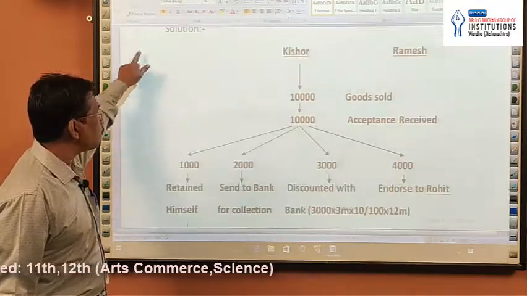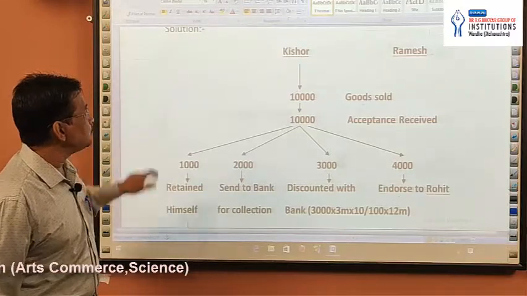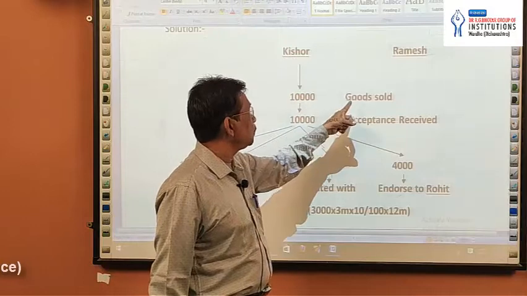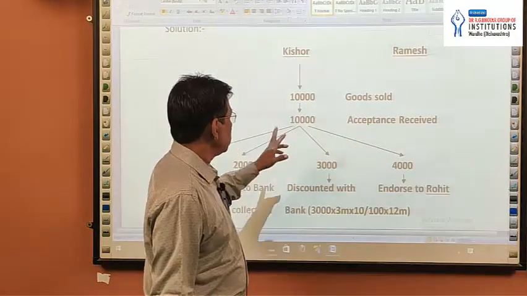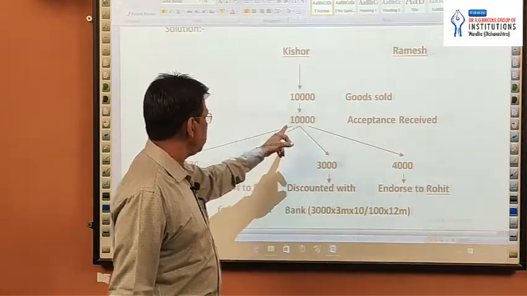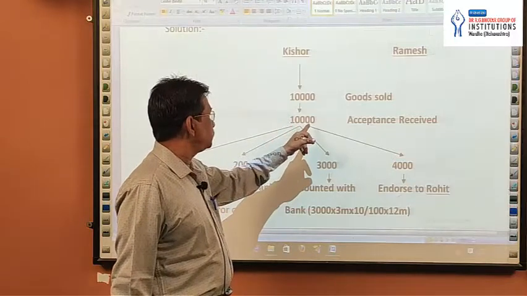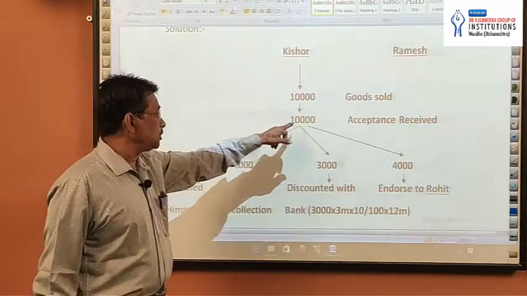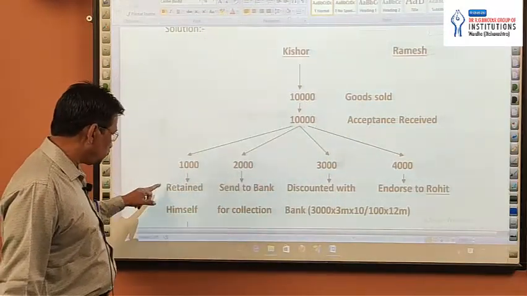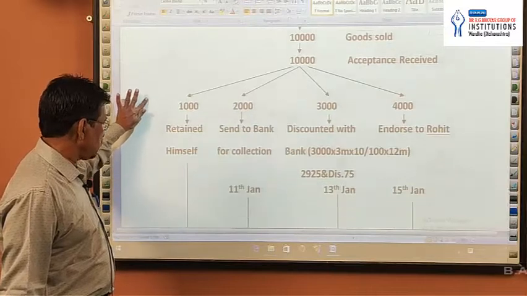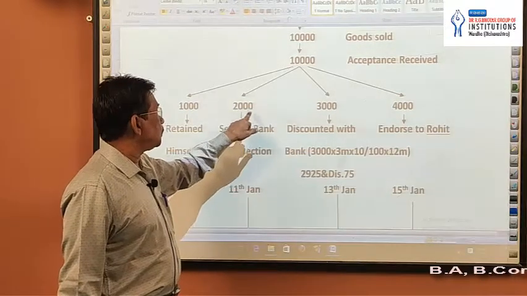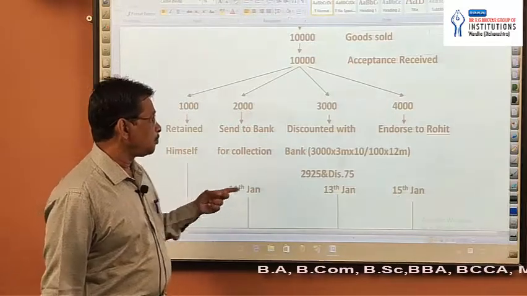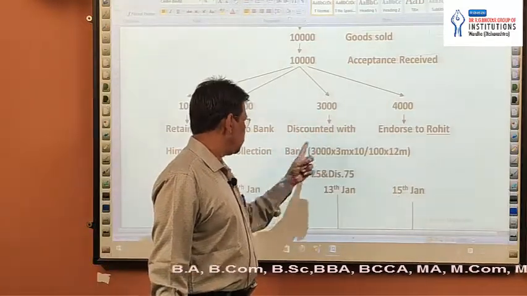So first, the graphical presentation. Mr. Kishore sold goods worth rupees 10,000 to Ramesh on 10th January. Next, on the same day, he drew 4 bills, and acceptances were issued by Ramesh. Out of 10,000, the first bill amounting to rupees 1,000 was retained himself. The second bill amounting to rupees 2,000 was sent to the bank for collection on 11th January. The third bill was discounted with the bank.